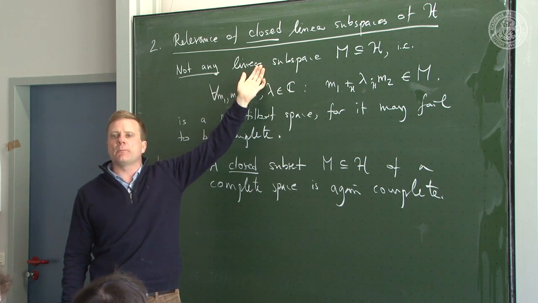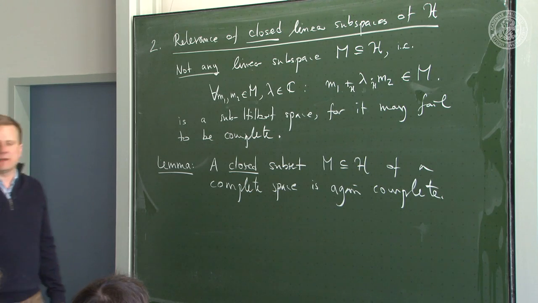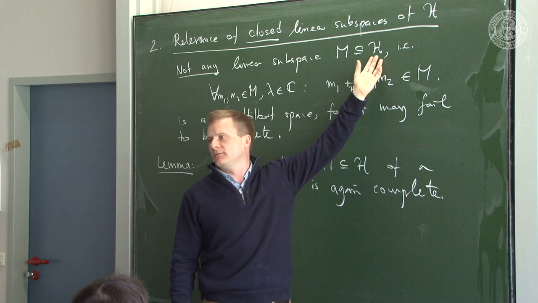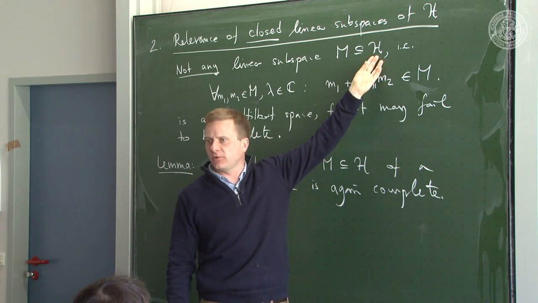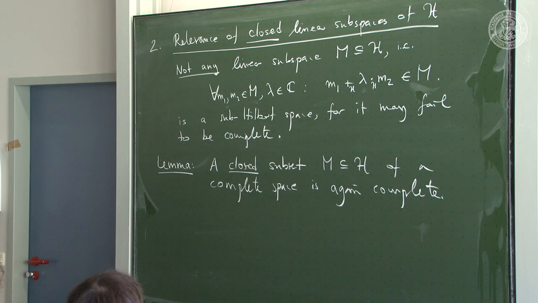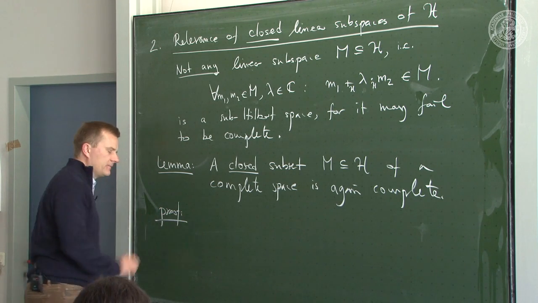We need to take a topologically closed subset. Okay? And the topology we're talking about is, of course, the topology on H, which is the standard open ball topology induced by the norm. Okay? Proof. How can we see this? It's quite instructive to see this.